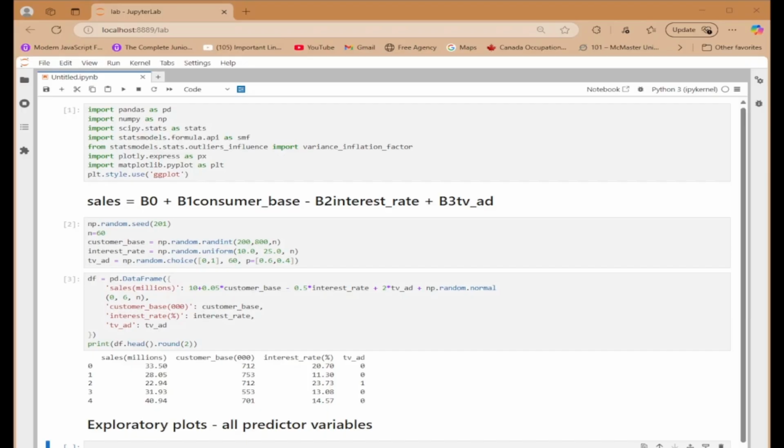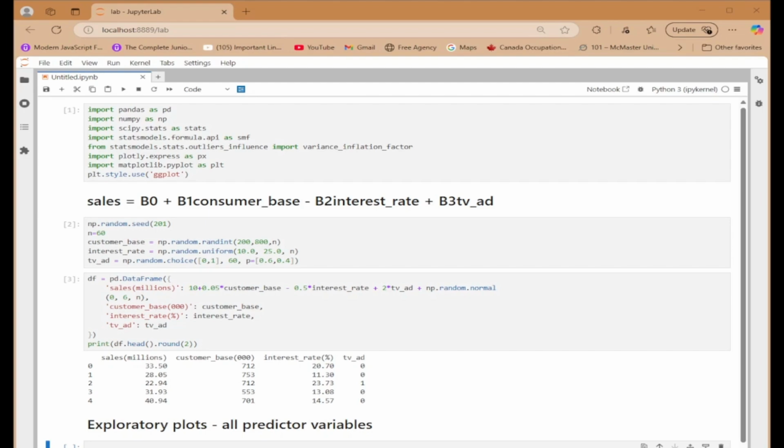So here I have data generation completely through randomization. There is no endogeneity problem in this. All the variables are stochastic. So the observations are 60. And I have specified the data frame as this: sales in millions, which is an intercept term of 10 million, plus customer base increases by 0.05 times the customer base, minus 0.5 times the interest rate, plus 2 times TV ad, plus np.random.normal to capture the noise, the unexplained disturbance terms.